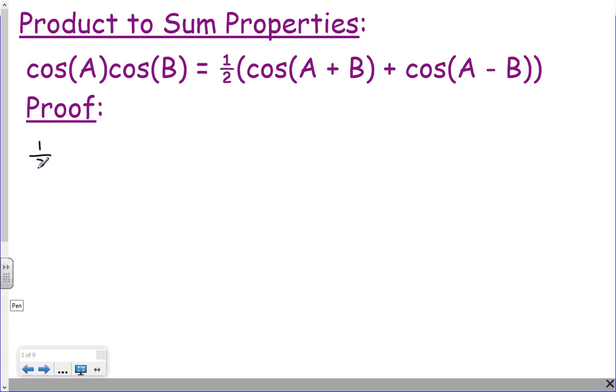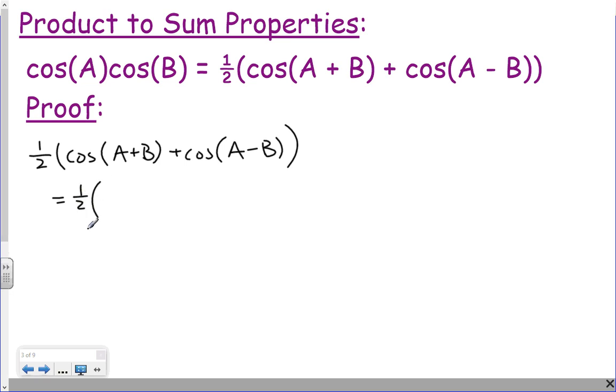So I'm going to start out with 1/2 of the cosine of A plus B, plus the cosine of A minus B. All right, so that's what we're starting with. Start with what you have on the right side. And then we're going to replace the cosine of A plus B and the cosine of A minus B with their composite argument properties. So we still have a 1/2 out front. Cosine of A plus B, that's the cosine of A times the cosine of B, minus the sine of A times the sine of B.